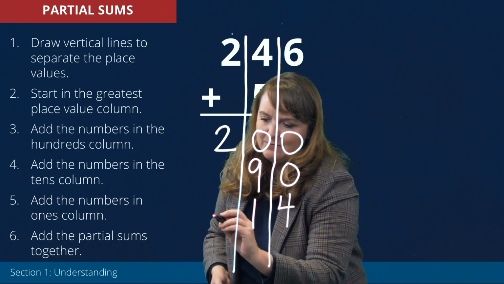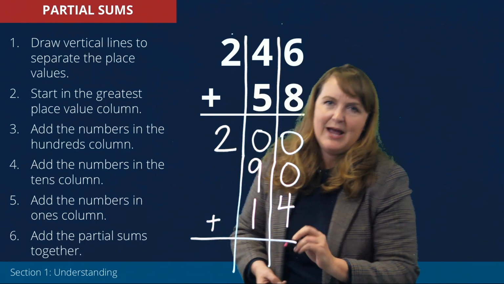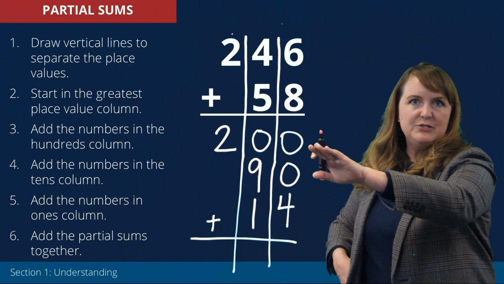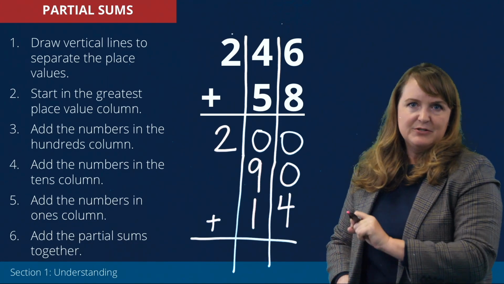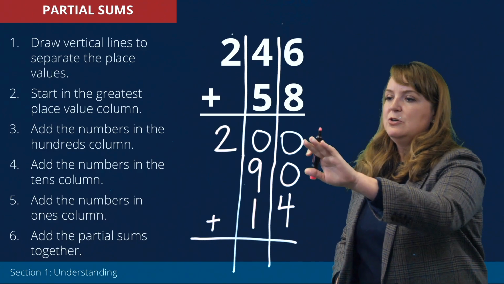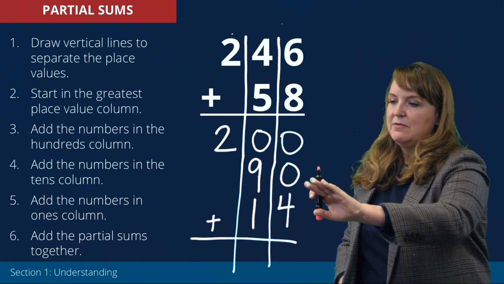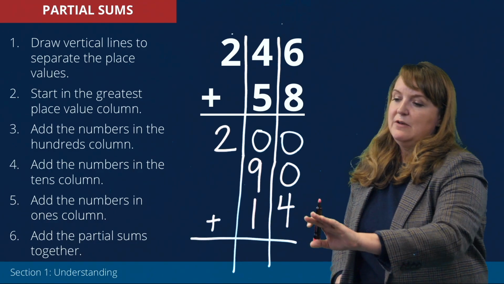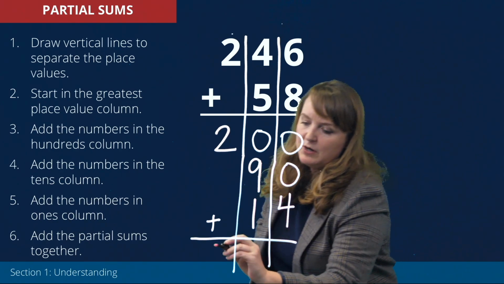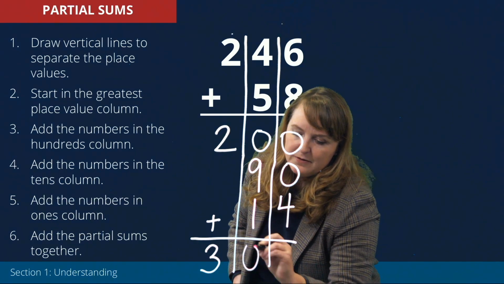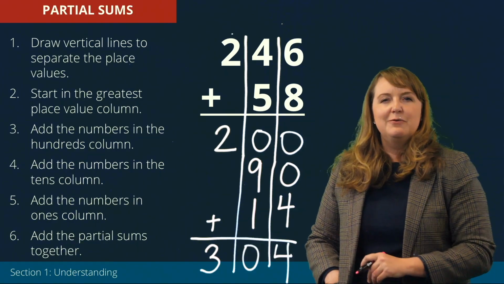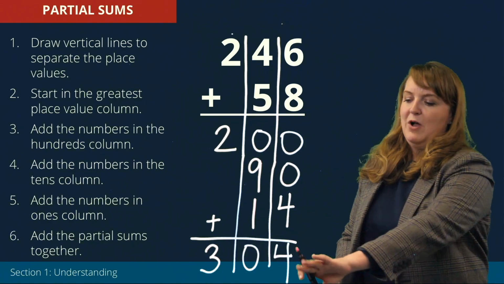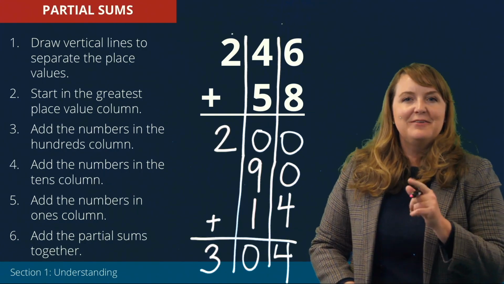Then what time is it? Well, it is time to add those partial sums. This is the partial sums from the hundreds, the partial sums from the tens, and the partial sums from the ones. 200 plus 90 is 290, plus another 10 would be 300, plus 4 would be 304. So what happens when I add 246 plus 58? Well, my final sum is 304.